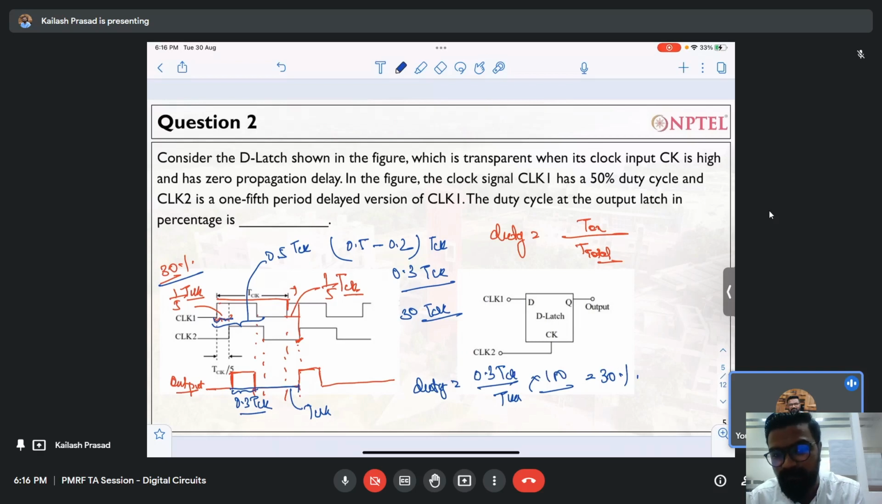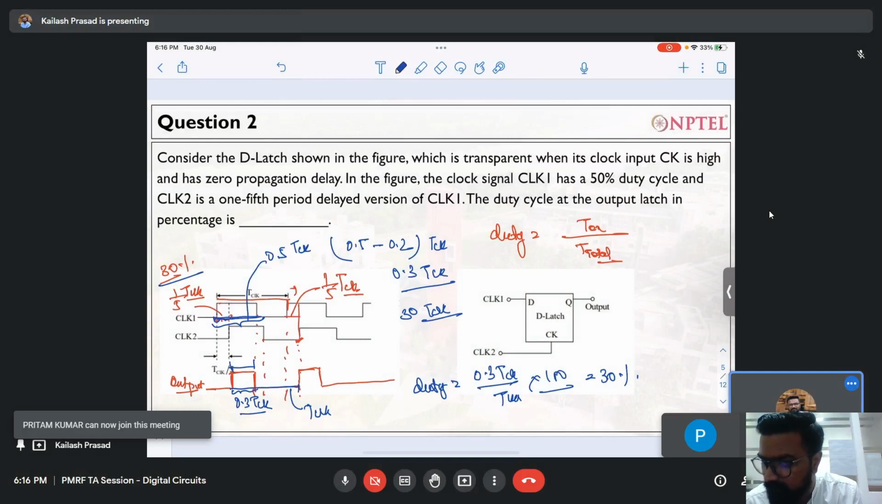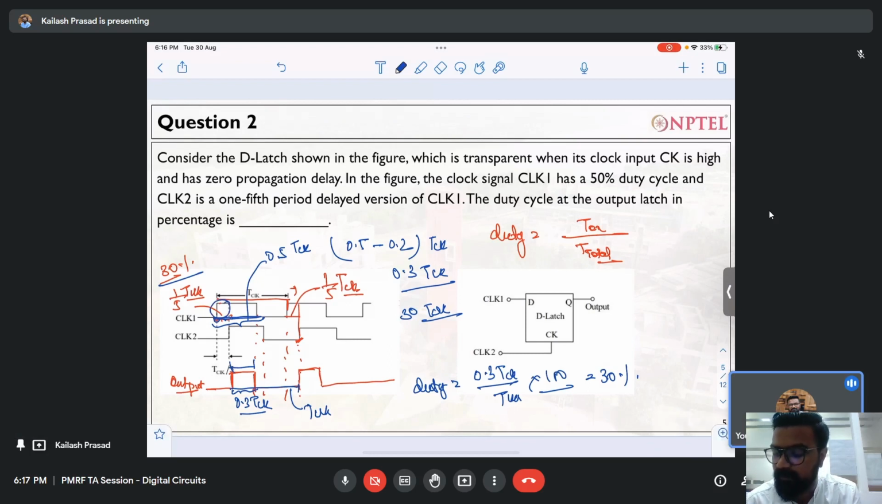Any question, anyone? What I have done here is I have just made the output waveform, and I have measured the on time of the output waveform. We know the on time is 0.5 T clock. Then we also know that this portion is 0.2 of T clock, because it is 1 by 5, and we have subtracted. So 0.5 minus 0.2 is 0.3 T clock, and if you divide 0.3 by the normal T clock, 1 T clock, and multiply by 100, that will give you 30. So the answer here to fill is 30. Any questions as such?